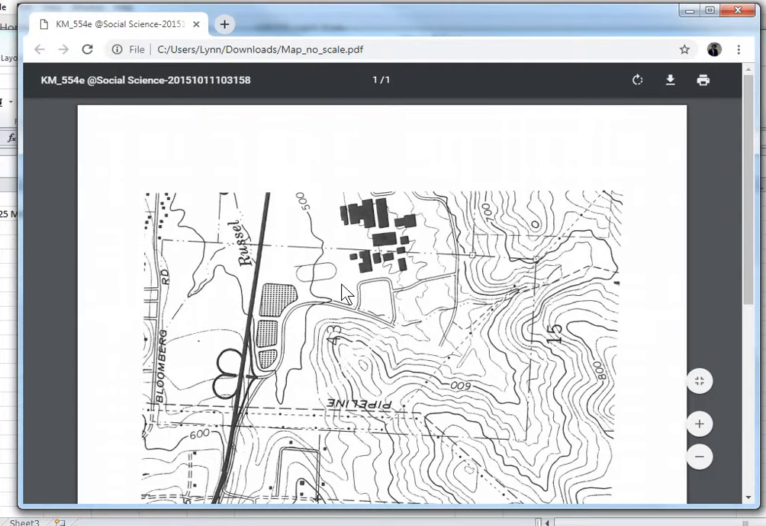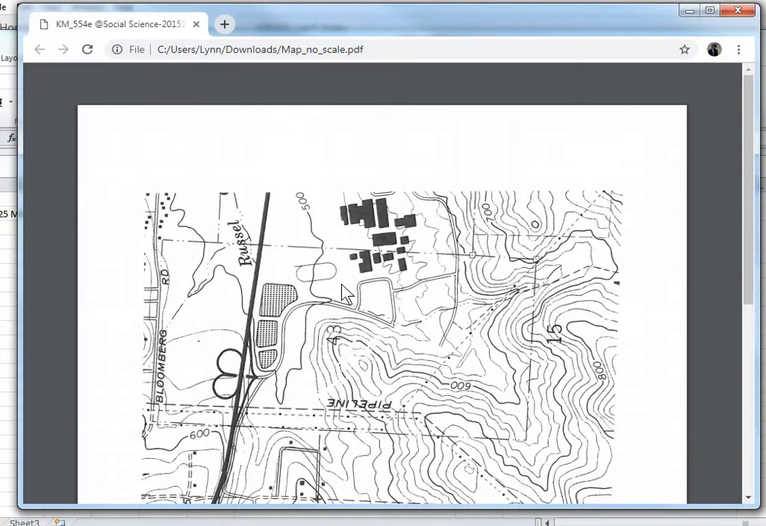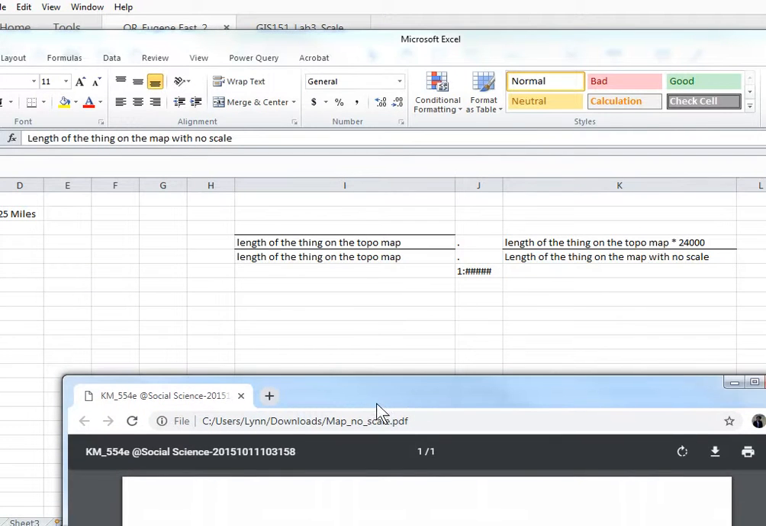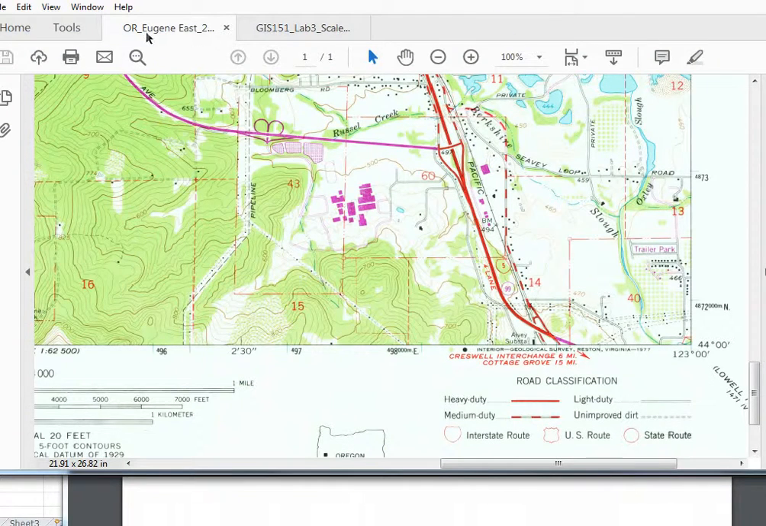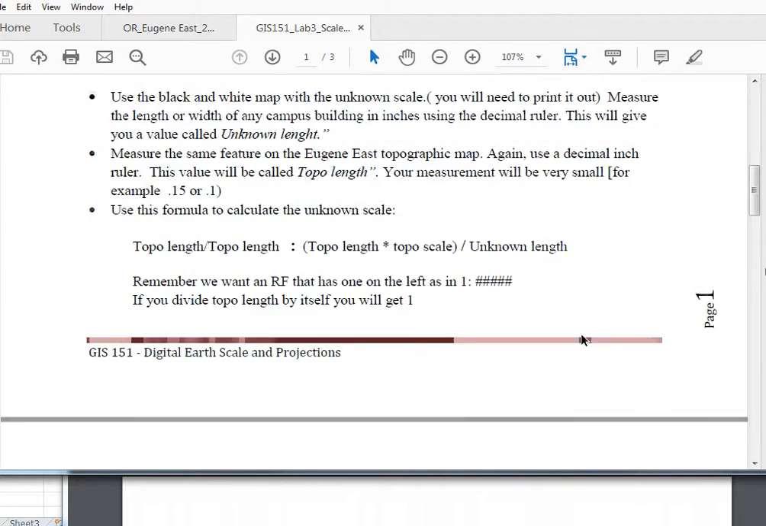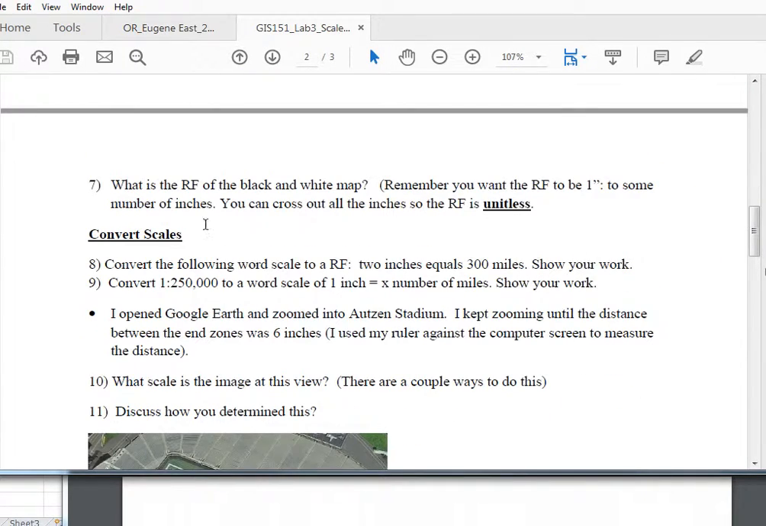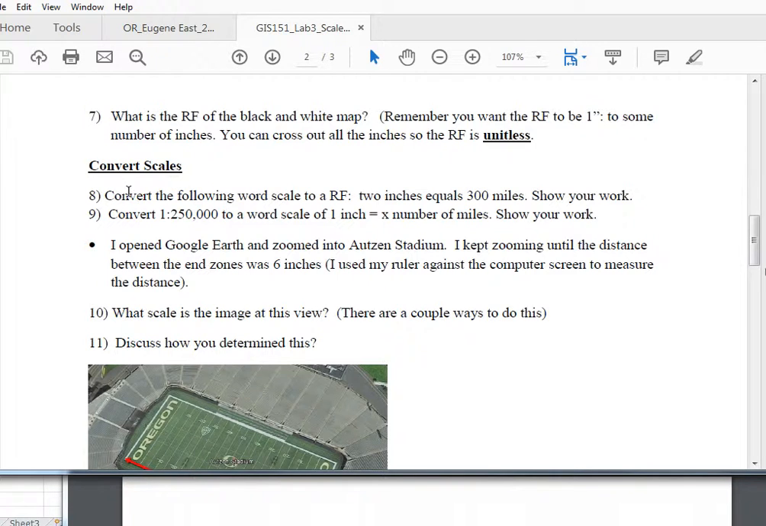So what you're doing is creating a ratio. And then you're taking that ratio and adjusting it for the scale of the map that you know. Okay, and then I'm going to ask you to convert to scales.